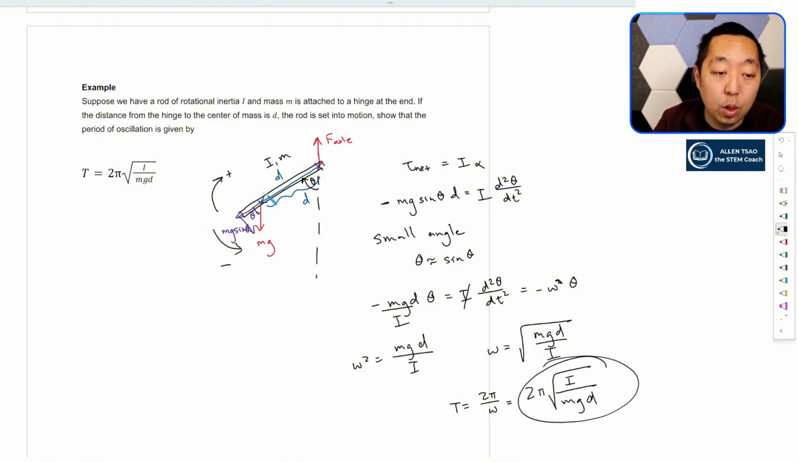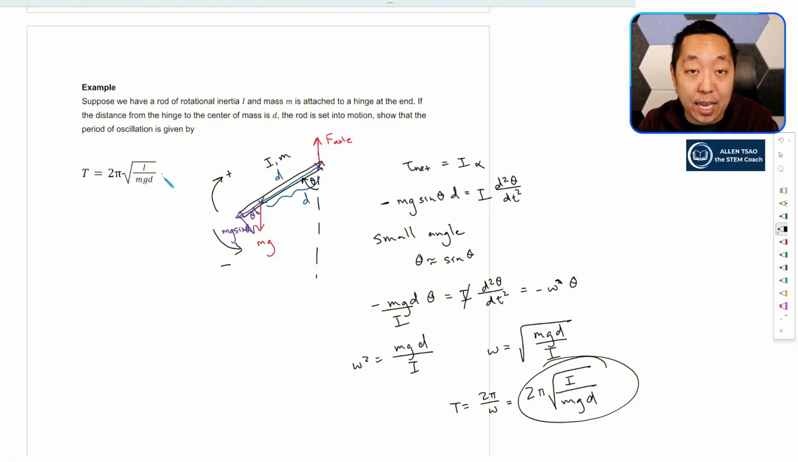So keep in mind what the I and d represent. The I is the rotational inertia of the entire rod system, and the d is the distance to the center of mass. It is not the length of the rod. Be very careful on this one. D is the distance to the center of mass, because that's where gravity is acting, causing that torque.